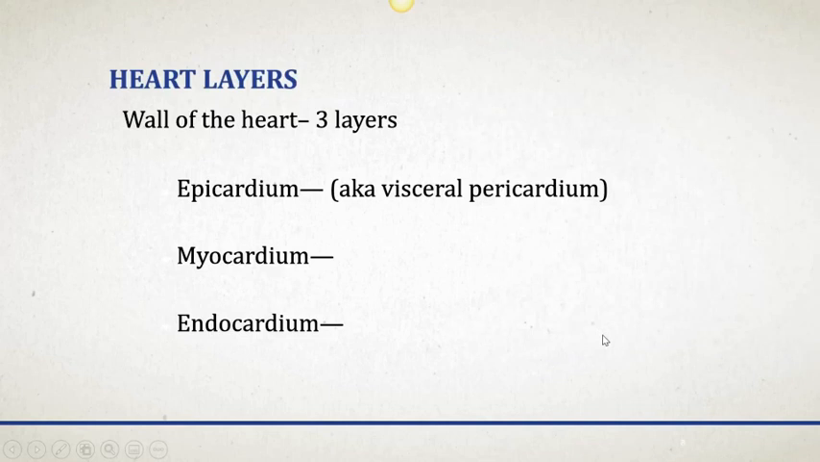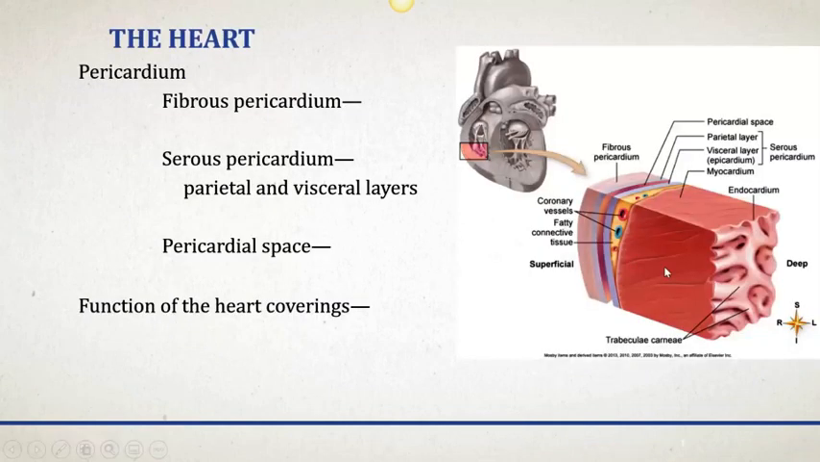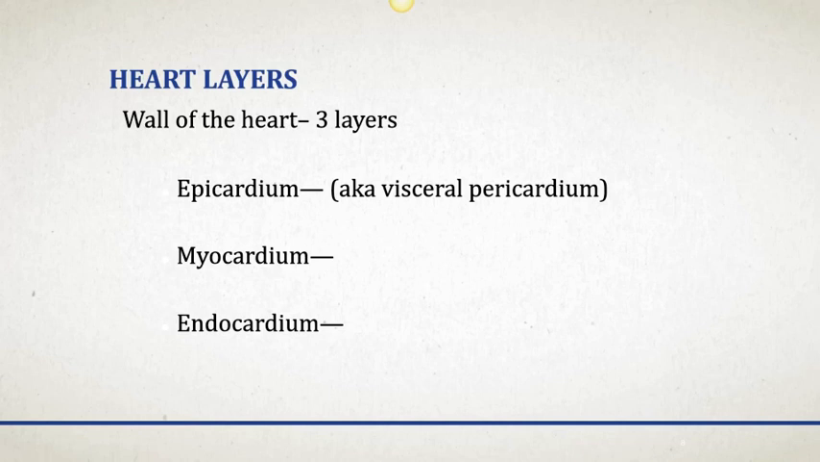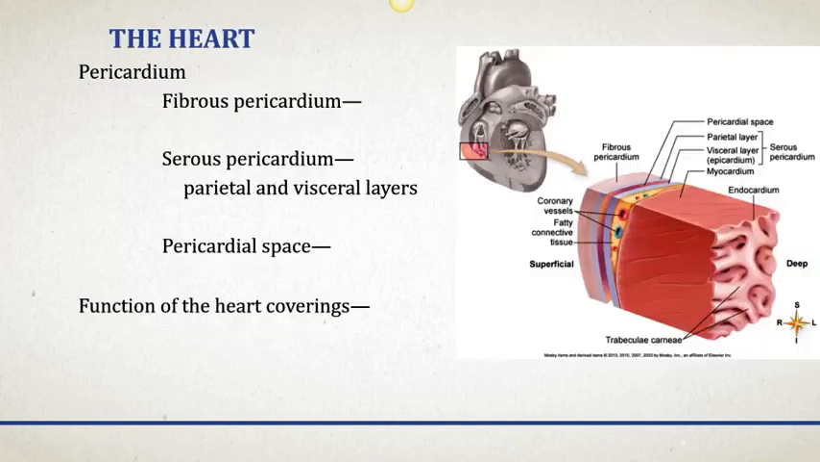The myocardium is talking about the muscle tissue. So all of this muscle thickness is the myocardium. And the endocardium is a connective tissue that lines the inner cavities of the heart. If we look here, the endocardium is just this innermost layer.